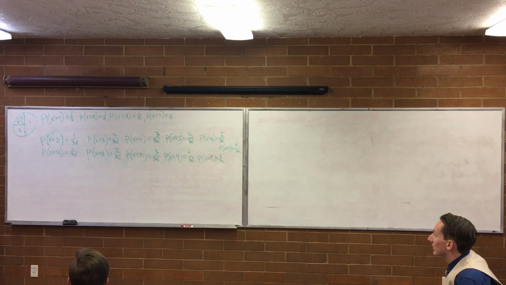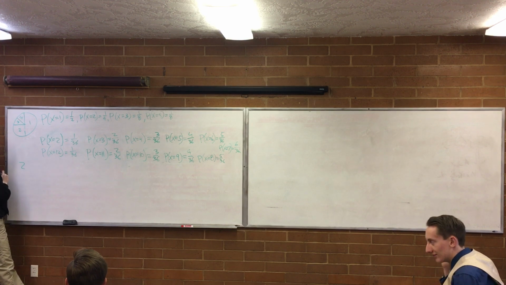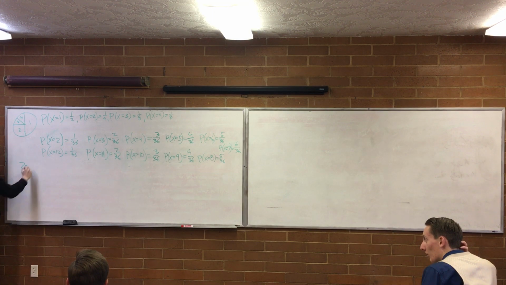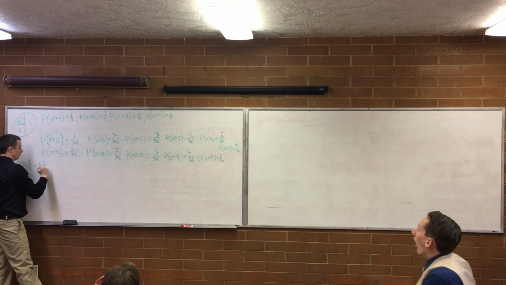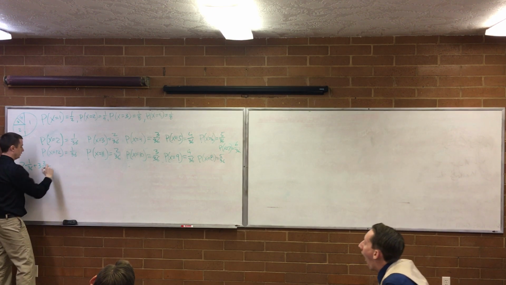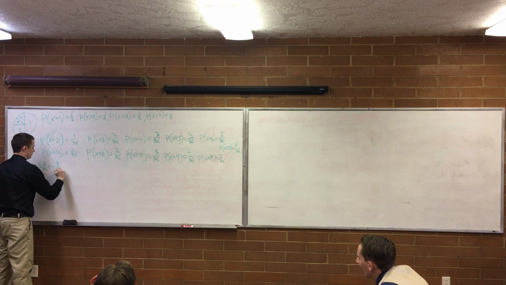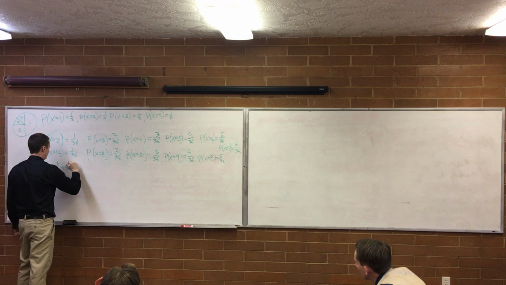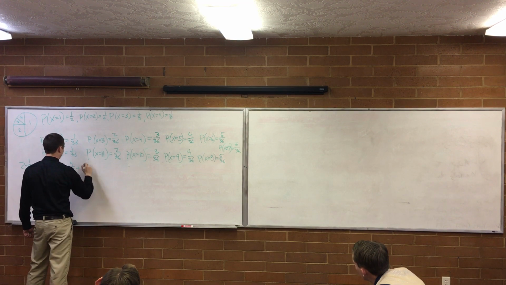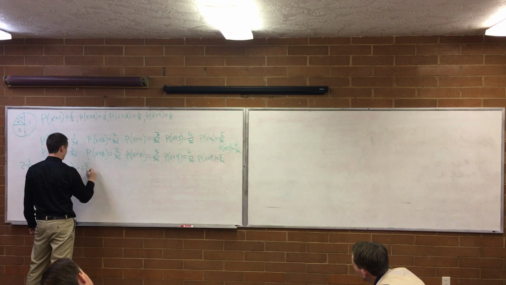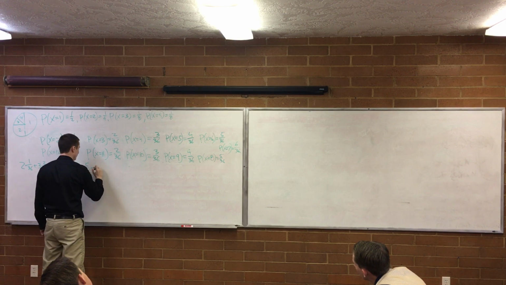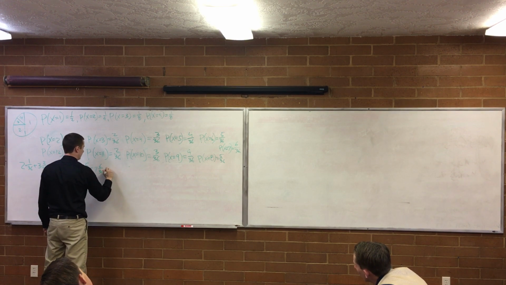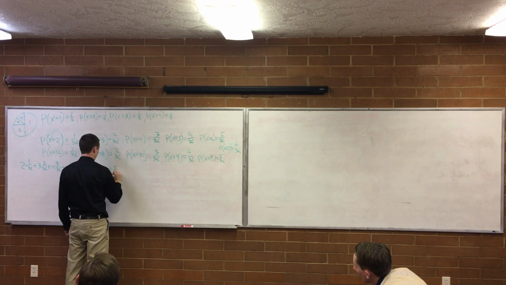Now let's calculate the expected value when you play the game. So the expected value is how many times are you going to get $2? You're going to get $2 1/36 of the time. Plus, you're going to get $3 2/36 of the time. Plus, you're going to get $4 3/36 of the time. Plus $5 4/36 of the time. Plus $6 5/36 of the time. Plus $7 6/36 of the time. Plus $8 5/36 of the time.